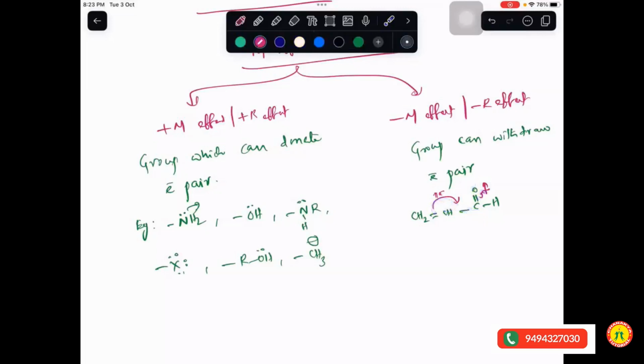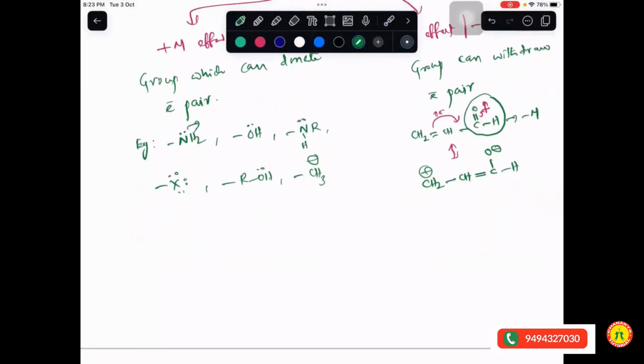Here is how I am writing this one. CH2 plus is forming, then CH, double bond, C, O minus, H. Because this group is pulling the electron density, the lone pair of electrons from the double bond, this is called the minus M group. This is called the minus M.